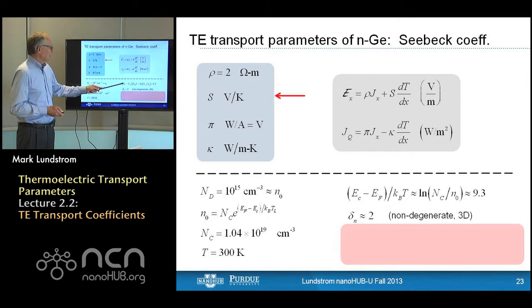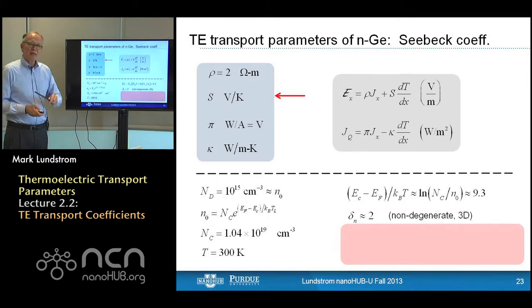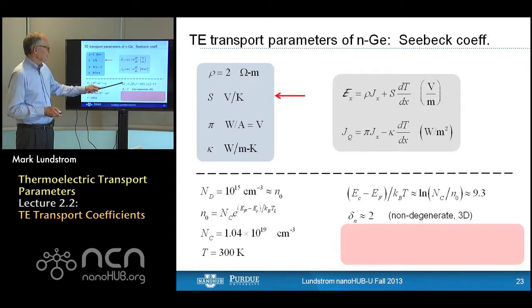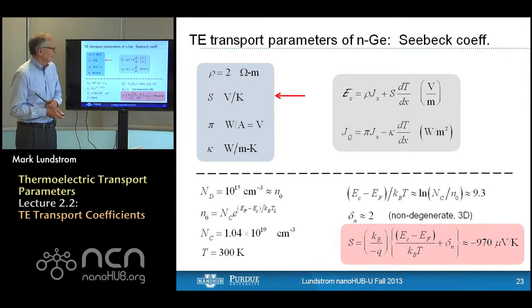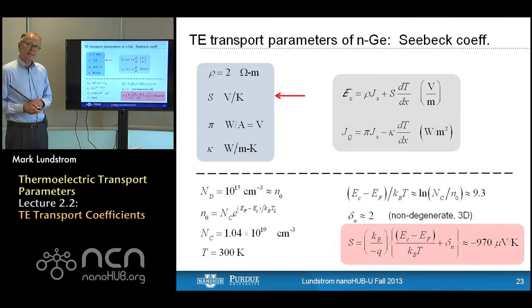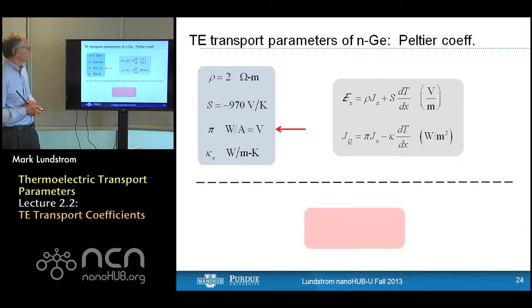Then, if we assume that the current flows 2 kT above the bottom of the conduction band, then the average energy of current flow is the conduction band bottom plus 2 kT. Plug numbers in, and we'll get minus, it's negative because it's N-type, minus 970 microvolts per degree Kelvin. So if we have a 1 degree Kelvin difference across this resistor, we'll measure almost 1,000 microvolts or 1 millivolt.